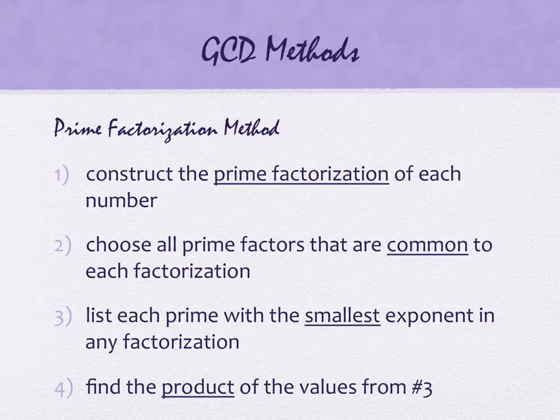This method tends to work better when the numbers get larger, and it also blends really nicely into some of the algebra concepts that you do later on. Prime factorization method is to construct the prime factorization of each number, which you know how to do. We've done that. Choose all prime factors that they have in common, and then use the smallest exponent between the two sets of numbers, and then multiply it all back out.